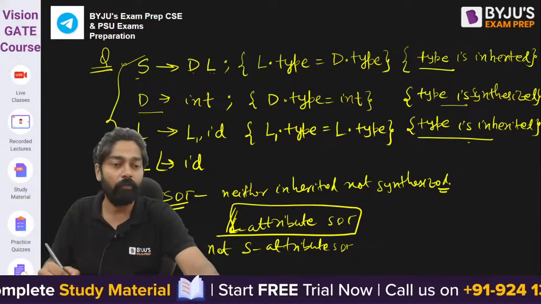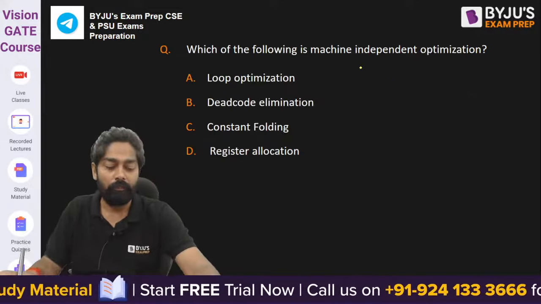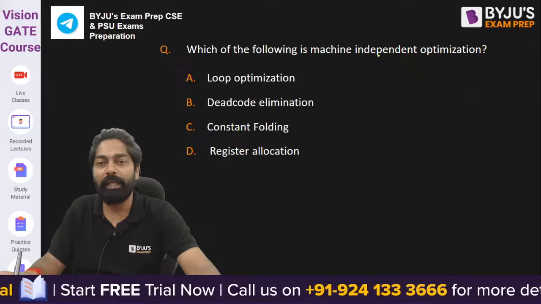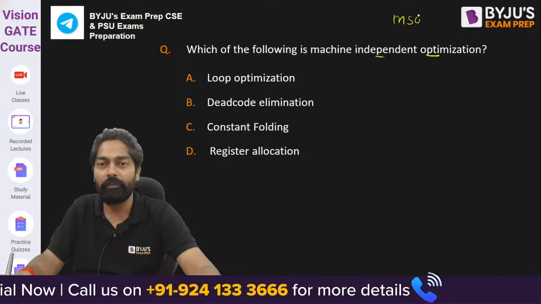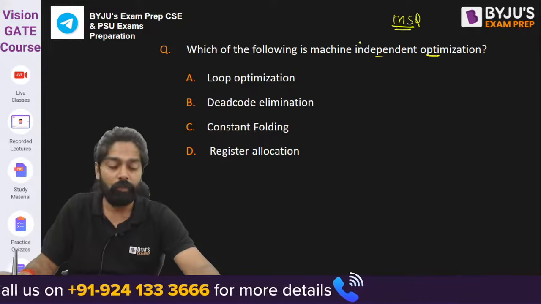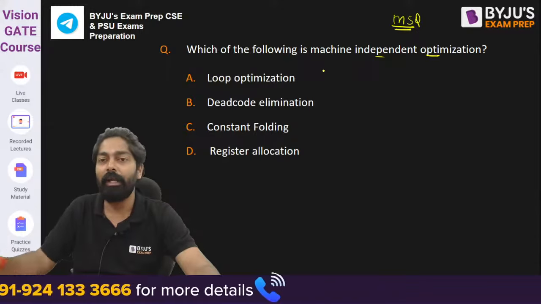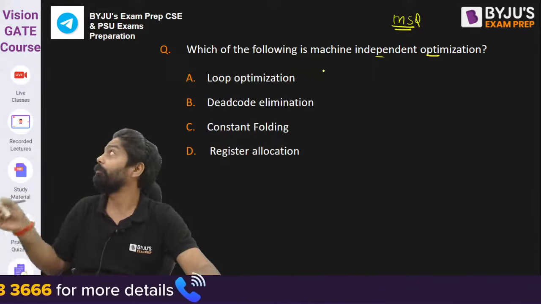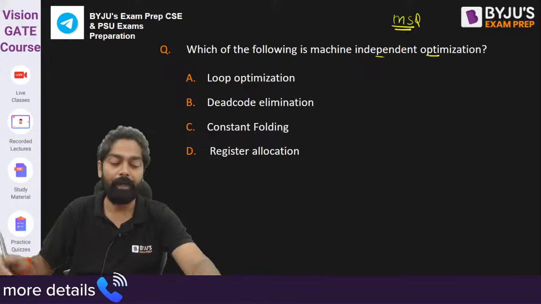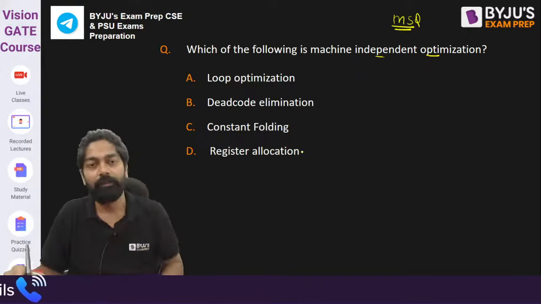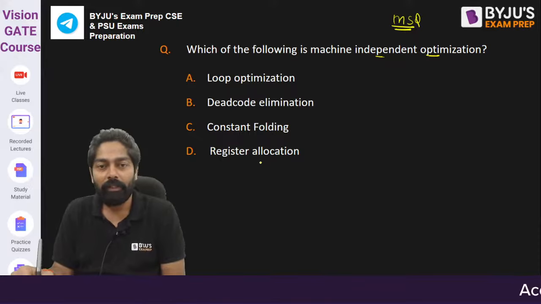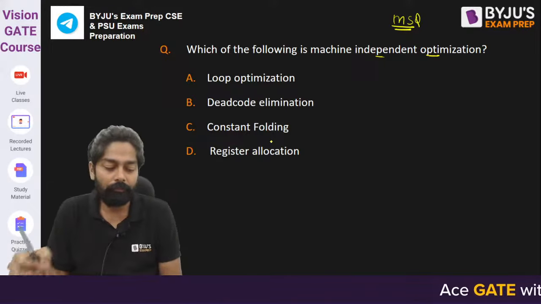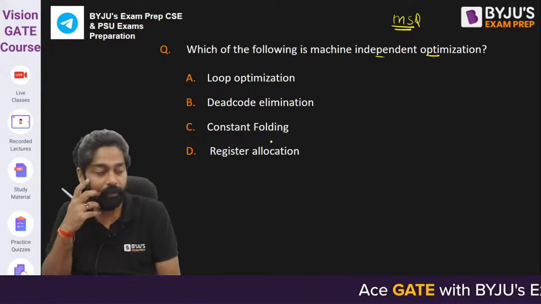Now I am moving to this one. Which of the following is machine independent optimization? This is an MSQ question, multiple select question. Which of the following is machine independent optimization? Loop optimization, dead code elimination, constant folding, register allocation. Can you please tell me? I am waiting for the reply.